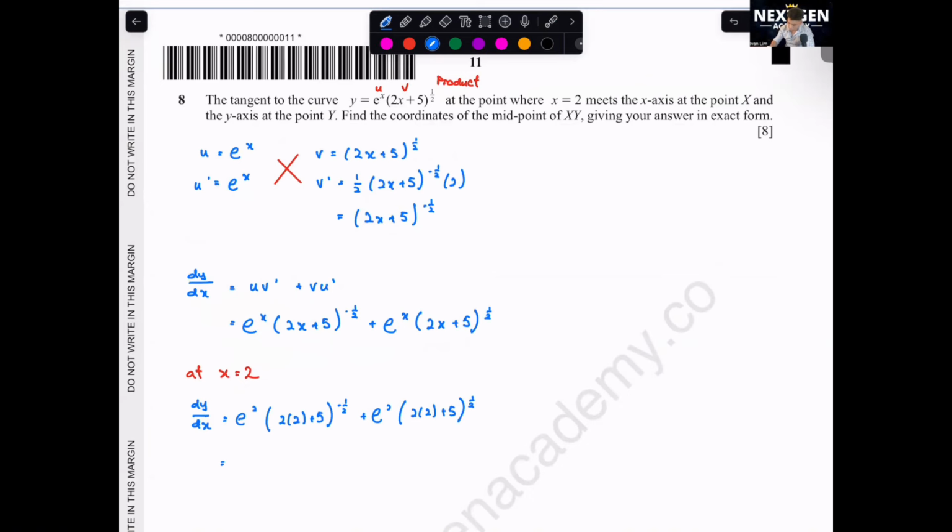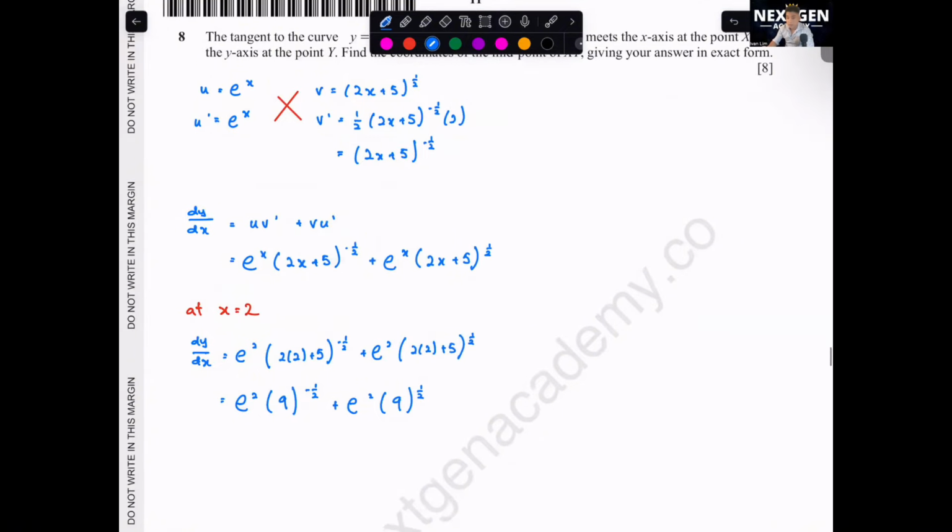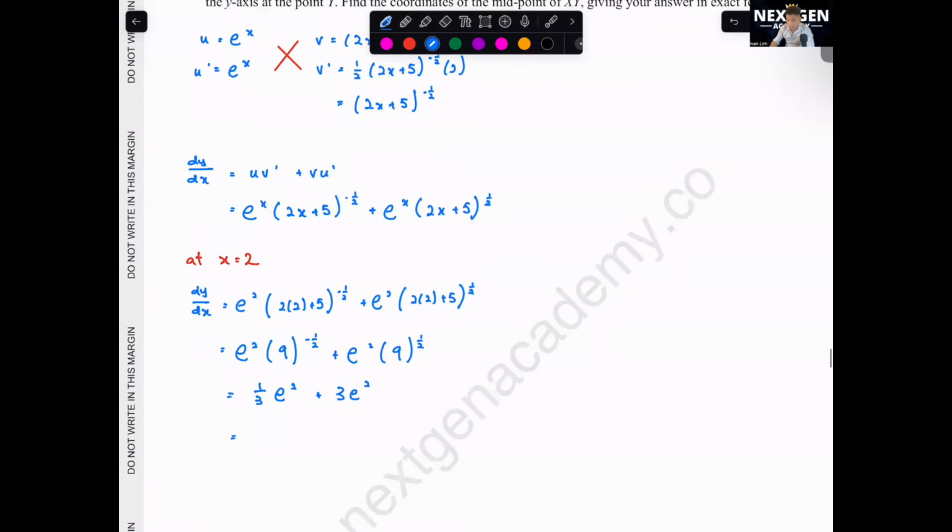Okay, here we will get e to the power of 2.4 plus 5, this will be 9 to the power of negative 1 over 2, plus e squared, 9 to the power of 1 over 2. Can I simplify? This one will be e squared over, okay, I'll write it in this form, 1 over 3 e squared plus 3e squared. Add up together will be 1 over 3 plus 9 over 3, which is 10 over 3 e squared. Okay, all this can be done without a calculator.